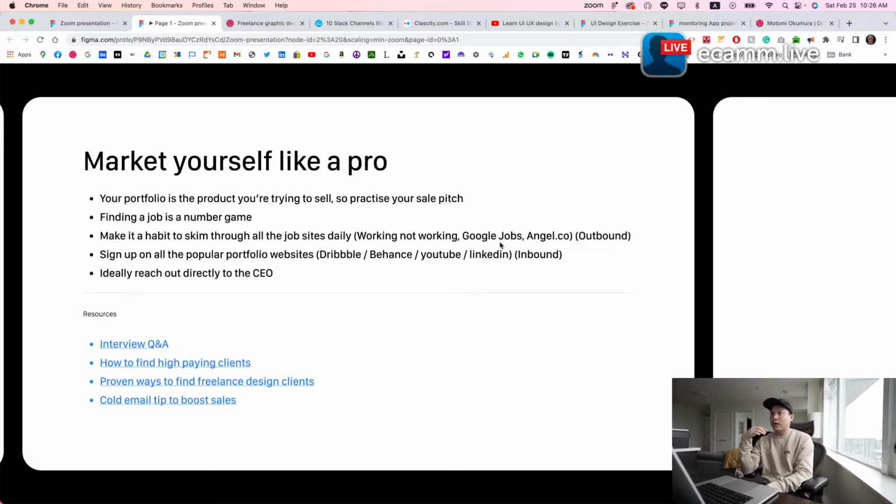In this case, if you have your portfolio but you don't really know how to reach out to people, I think it's pretty important that you do a couple of things. First, you should know that your portfolio is something you're trying to sell to other people. So practicing your sales pitch is pretty important. Your sales pitch is how you walk through your portfolio, so if people ask what can you do for me, you can walk through it step by step.